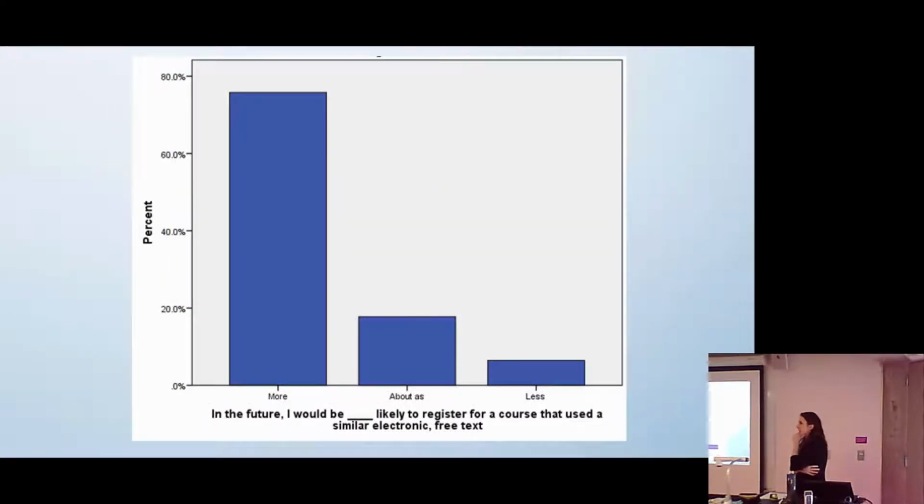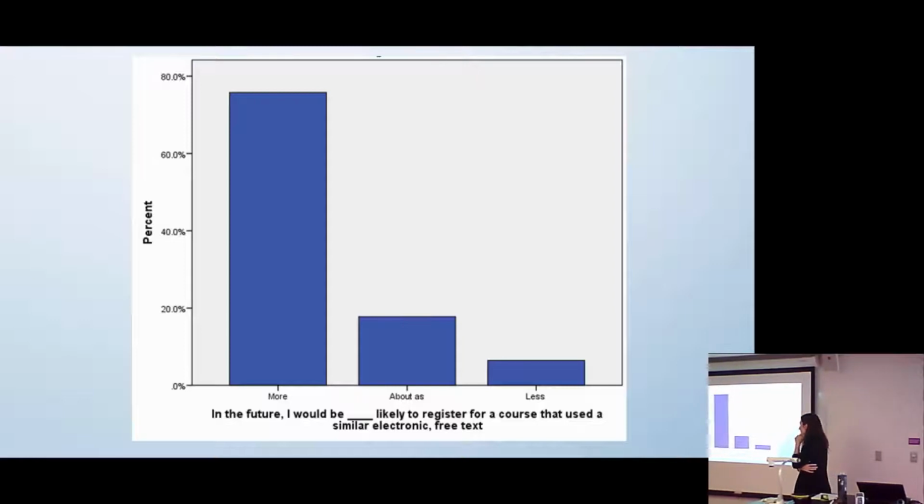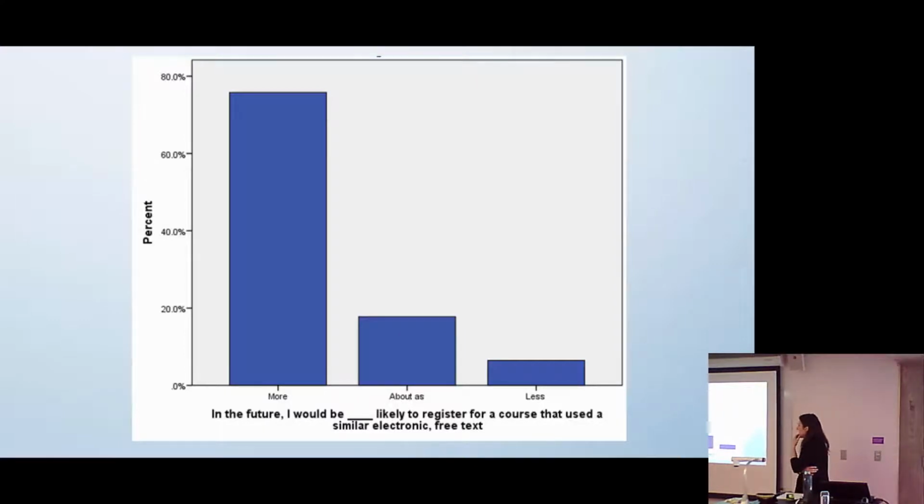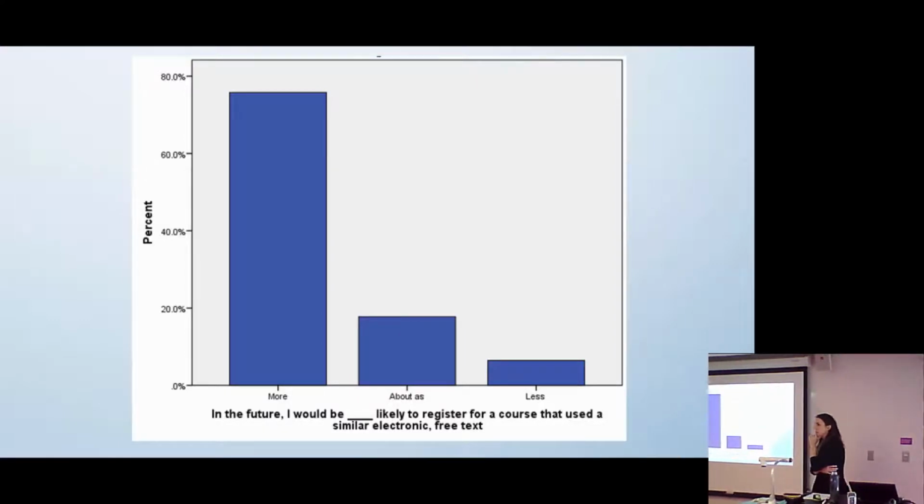And then the last thing we asked was, how does this affect their likelihood of registering for class? Would they seek this out? Would they be more or less likely to register? And close to 80%, 75% of our students said they'd be more likely to register for a class that had these sorts of materials available.